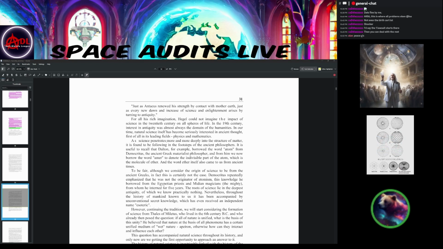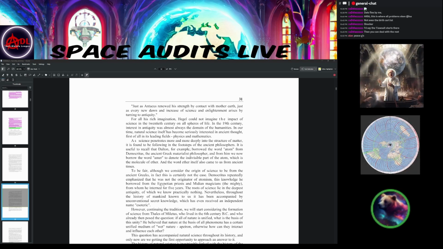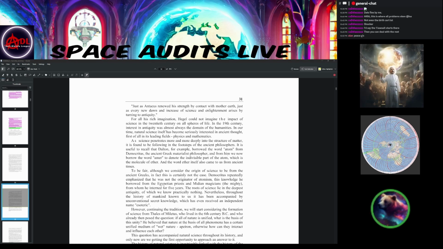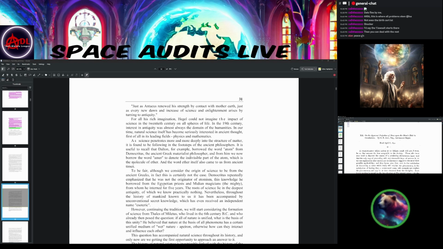As science penetrates more and more deeply into the structure of matter, it is found to be following in the footsteps of ancient philosophers. It is useful to recall that Dalton, for example, borrowed the word atom from Democritus, an ancient Greek materialist philosopher, and from him we have now borrowed the word ammer to denote the invisible part of the atom, which is the molecule of ether. The word itself came to us from ancient times. Very cool history lesson.